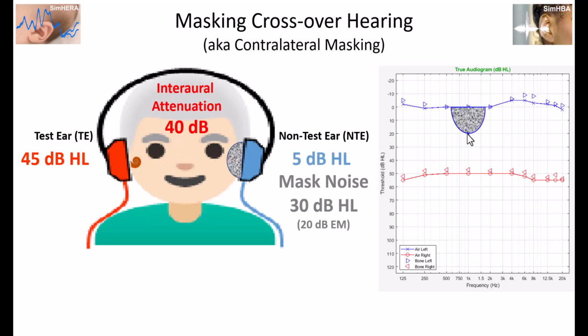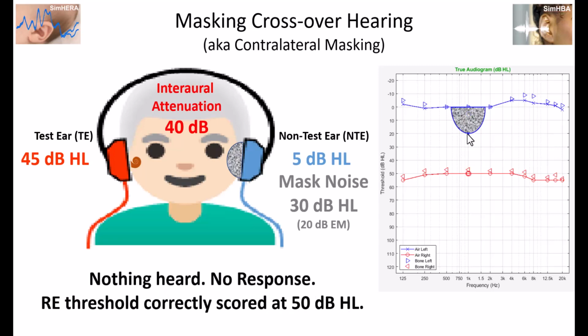And again, crossover is happening, but because of that masking, we're still lower than the elevated masking noise threshold in that left ear, the non-test ear. So you don't get a response, and again, you don't get a response for the right ear because we're lower than the right ear threshold. So nothing is heard, and then the right ear threshold is correctly scored at 50 decibels HL.